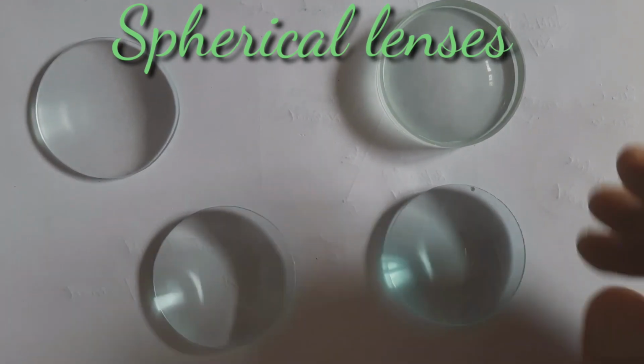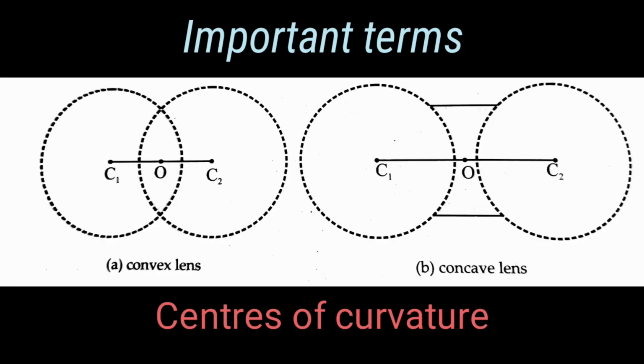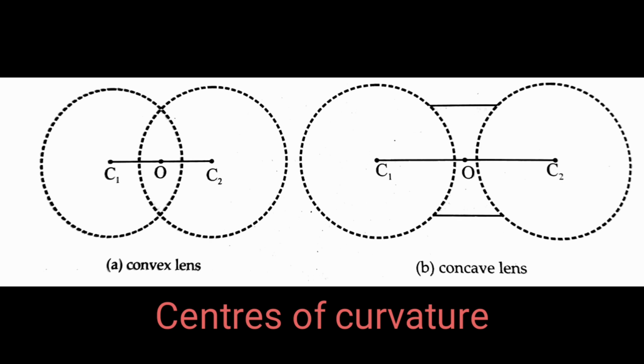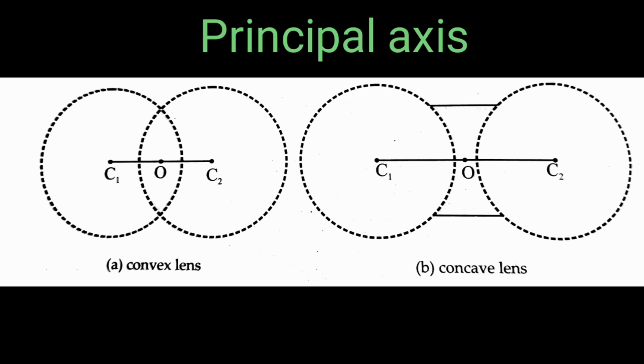Now let us define some important terms related to refraction through these spherical lenses. Centers of curvature. Centers of curvature of a spherical lens are defined as the centers of the spherical surfaces from which the lens is formed. It is clear from the picture. C1 and C2 are the centers of curvature of the two spherical surfaces. Principal axis. It is an imaginary line passing through the centers of curvature C1 and C2. The principal axis is perpendicular to both the surfaces of the lens.